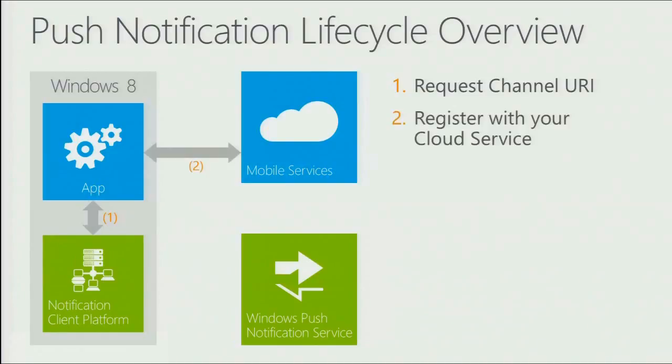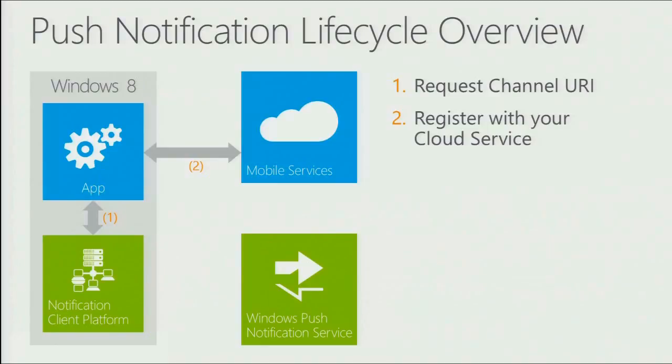But we may want to store the channel URIs for all of our users, and to do that we can utilize mobile services. In this case we pass our channel URI up to our mobile service, and it will reside there until our mobile service determines that it's time to send a push notification to our user. So in our scenario that we're going to build here, when a to-do item is added to the list, we're just going to use that to invoke a push notification.